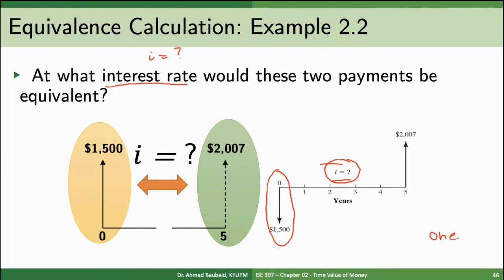Okay? And so if you think about it, I'm given P, and I'm also given F in this case. I'm also given N. And so I have 3 of the 4 components of the formula. So can I solve for I? Absolutely.